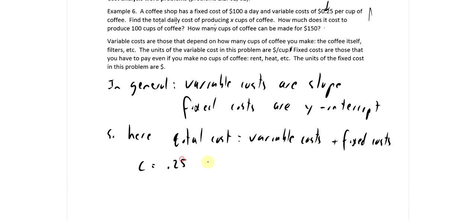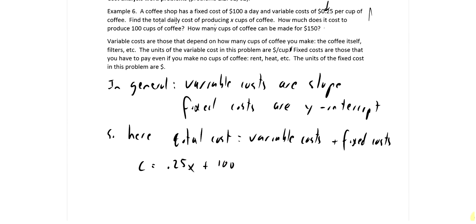0.25X, because X is the number of cups of coffee you make. Each one costs you 25 cents. So if you make X cups of coffee, this is how much that costs you, plus whatever your fixed costs are, regardless of how much coffee you make. So that's $100.